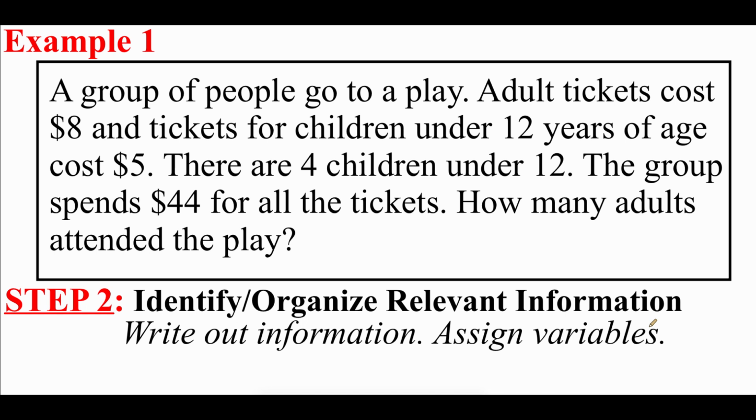Now, moving to step number two, we're supposed to identify and organize our relevant information. We're going to write out the information, and we're also going to assign variables to any unknown pieces of information. So we know that adult tickets cost $8. So adult tickets are $8. We also know that children's tickets are $5.